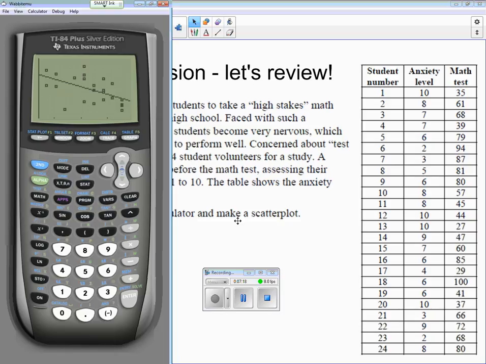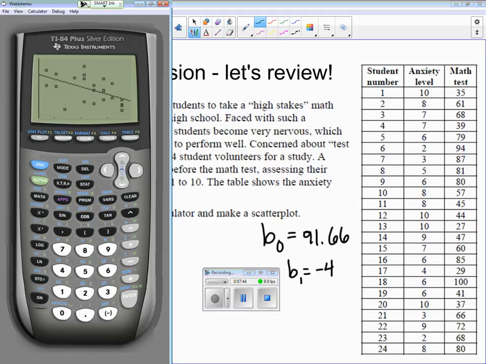The y-intercept is at about 91. So looking at your scale on the y-axis that you're graphing, you want to hit it right at 91 with a slope of negative 4 point whatever. Let's write down what that means. So I do have a y-intercept of 91.66. I do have a slope of negative 4.49.